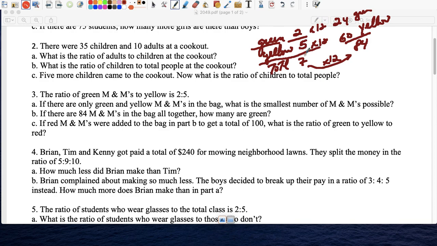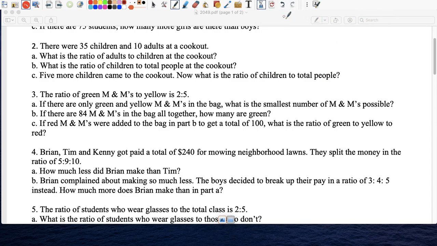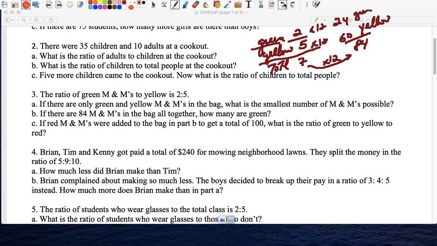If red M&Ms were added to the bag, in part B, to get a total of 100. So let me erase. So far in the bag we have 24 green, 60 yellow, and they said they added some red. So if the total is 84 right now, to make 100 we need 16 more. So we're going to add 16 red.